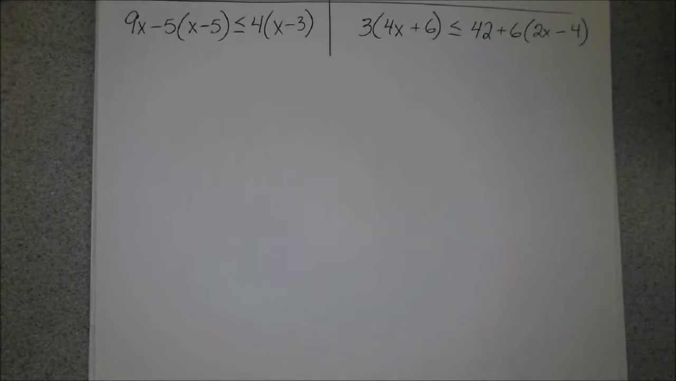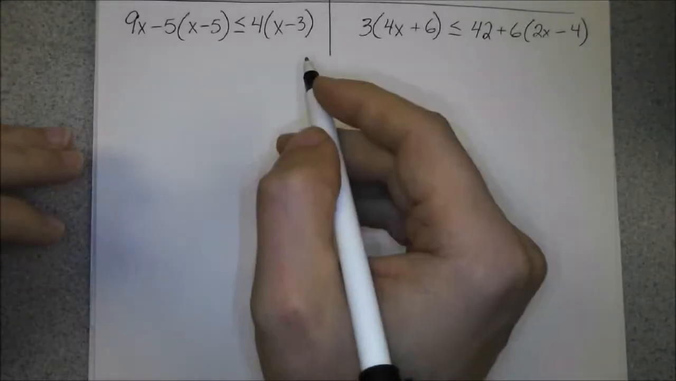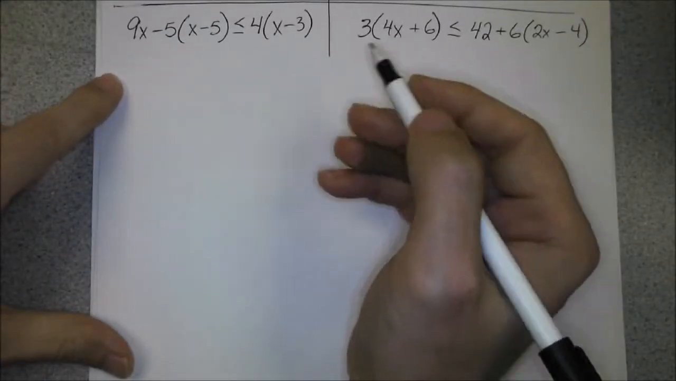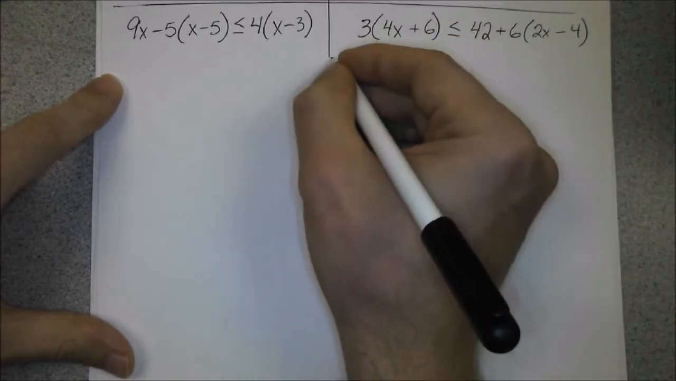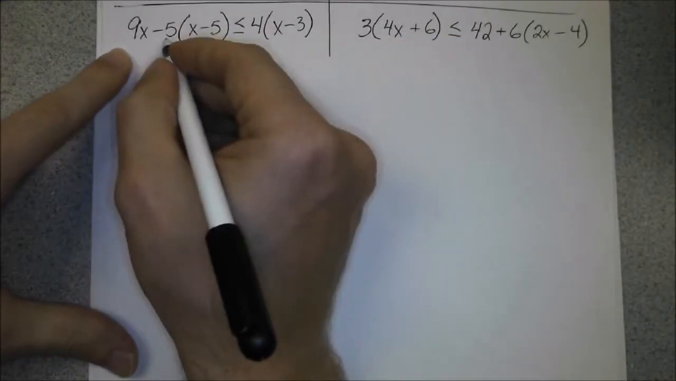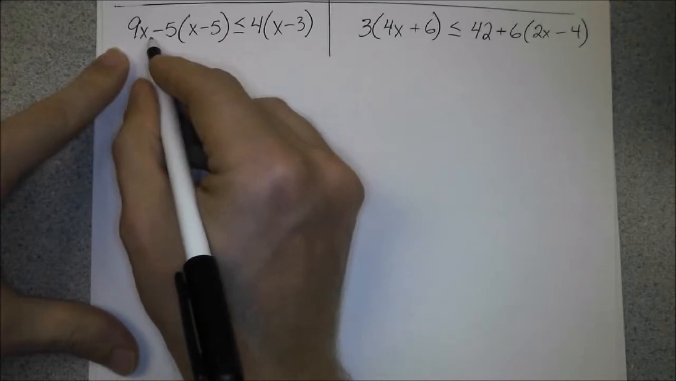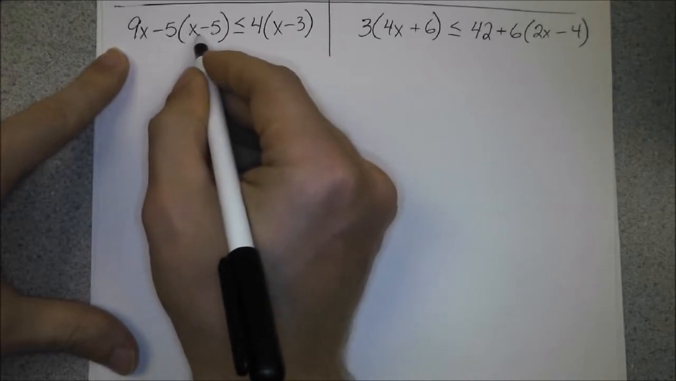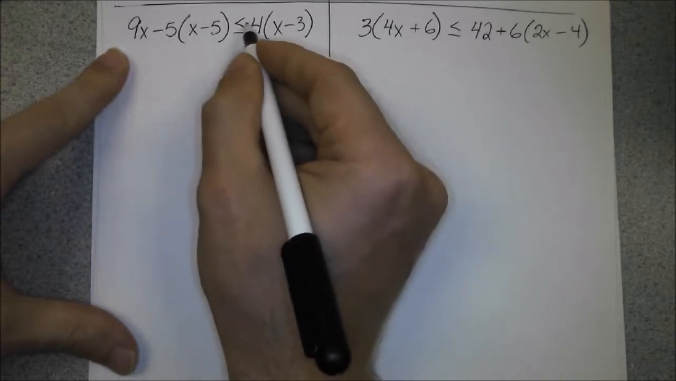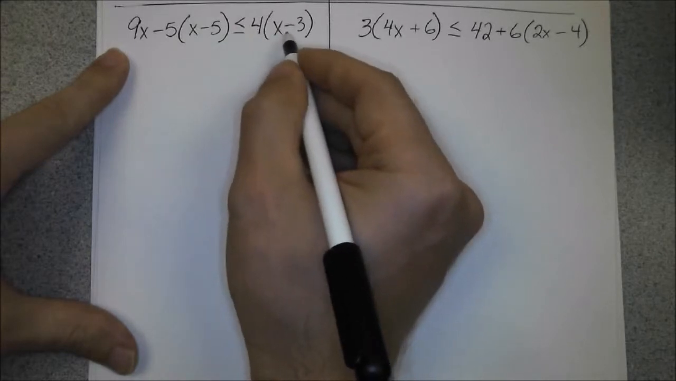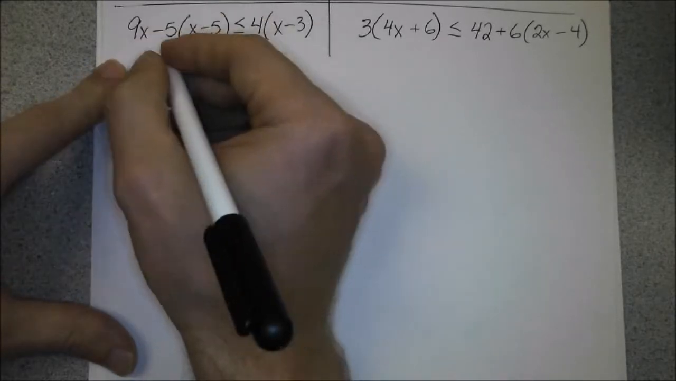Alright kids, so the next ones I want to show you, these have to deal with empty sets and real sets. So basically whether or not solutions are real or not real, if they make sense. So let's take a look at this one. I've got 9x minus 5 times the quantity x minus 5 is less than or equal to 4 times the quantity x minus 3. Let's simplify.